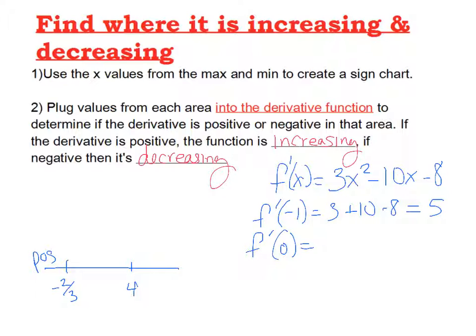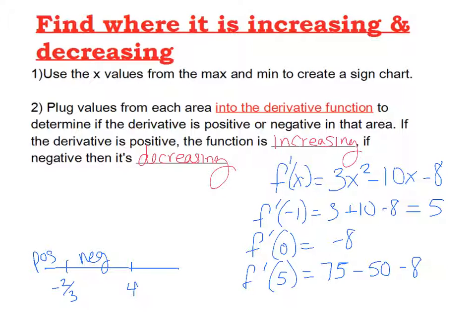That's going to just be -8. Oh, look, the derivative is negative in that area. That means my function is going to be decreasing from there. Now let's plug in another number. Looks like I'm going to probably plug in 5 for that space over to the right of my 4. And so that's going to be 25 times 3, and then -50 and -8.